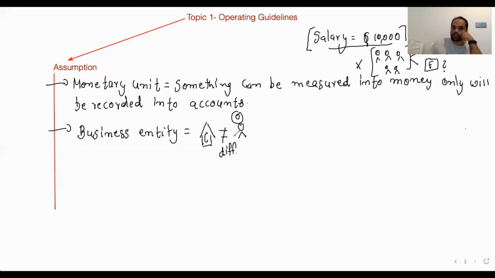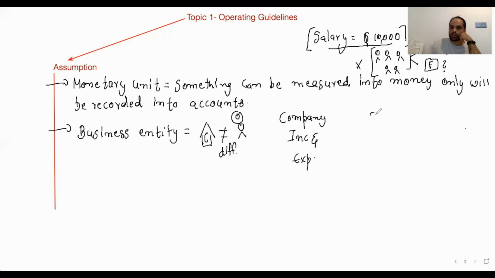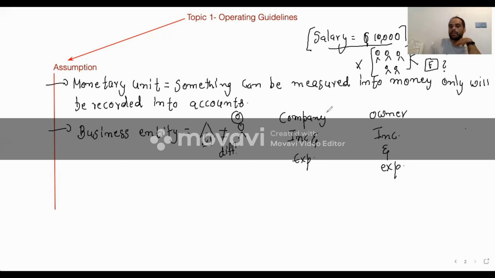Now, what does it mean? It means the company's income and expense is not the owner's income and expense. Company income and expense is not owner income and expense.